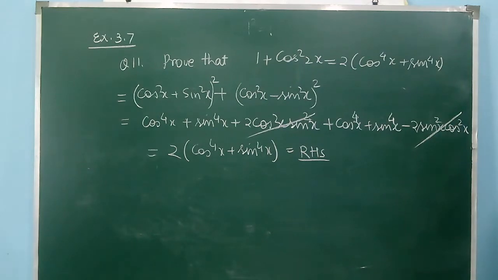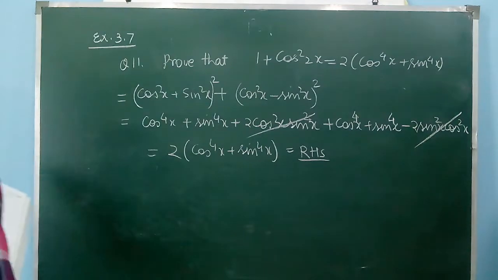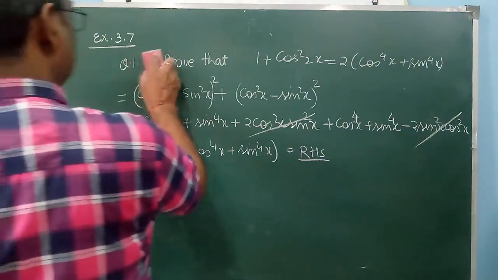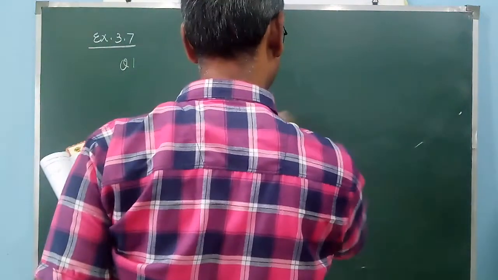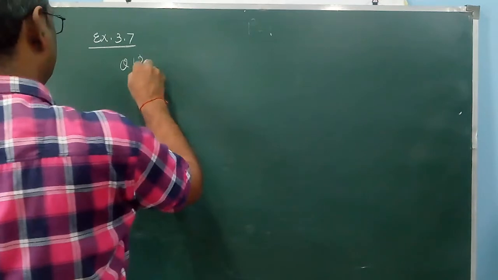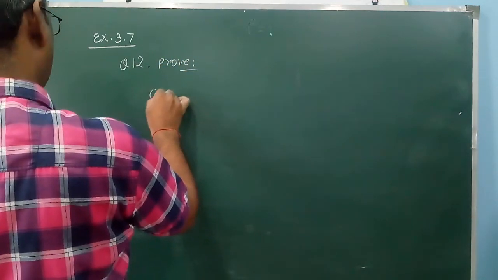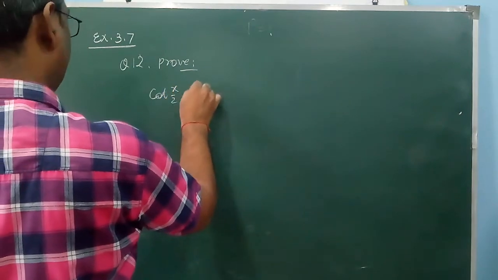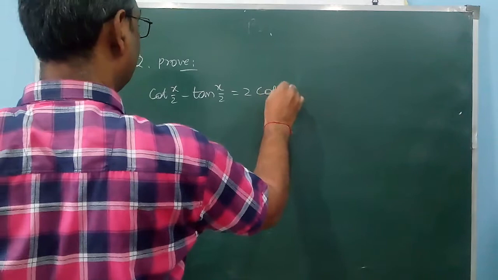Now the next question that we can have here, this is the 12th question. I can take some part here. Twelfth question, prove: cot x by 2 minus tan x by 2 equal to 2 cot x.